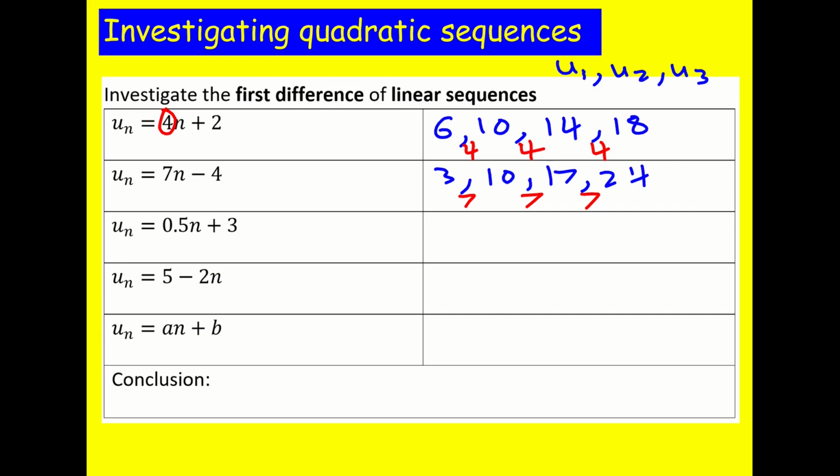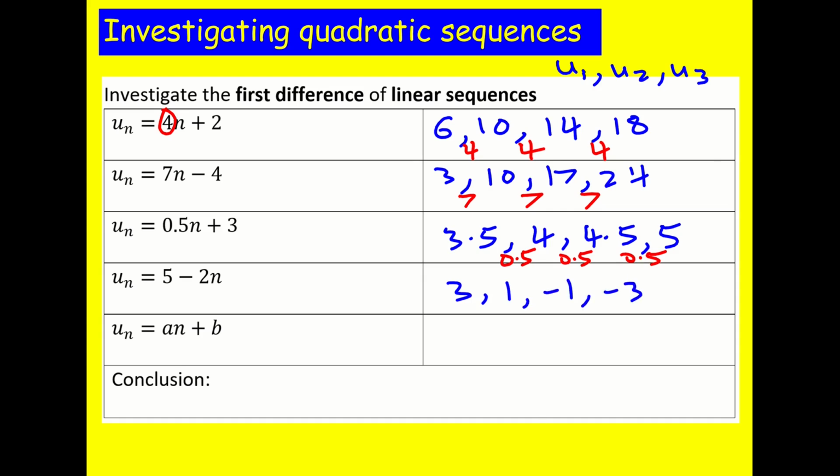Next one is going to be 3.5. You can get decimals, that's okay. Then 4, 4.5, 5. And here the first difference is 0.5 for each one. This one, 5 minus 2n. First term is going to be 3, and then it's actually getting smaller every time. 1, minus 1, minus 3. And the first difference is actually minus 2.